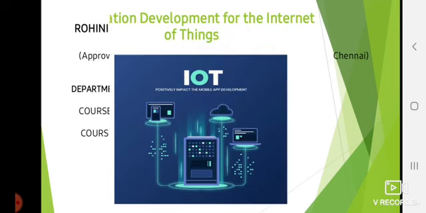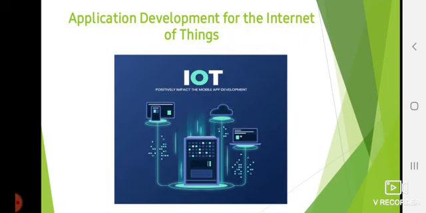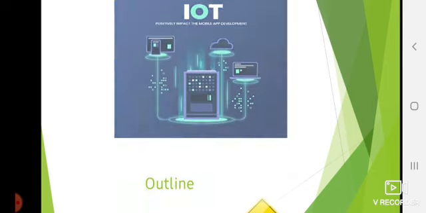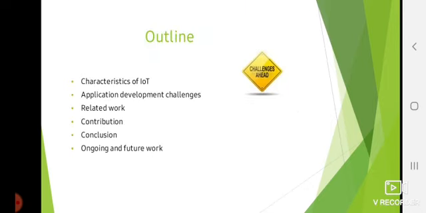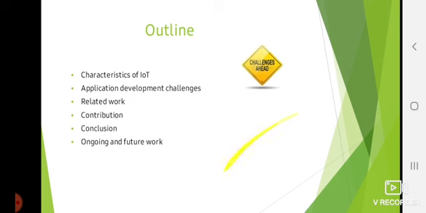In this video, we are going to see about the application development for the Internet of Things. The application development of Internet of Things consists of the characteristics of IoT, application development challenges, related work, contribution, conclusion and ongoing and future works of the Internet of Things, and it consists of the challenges in the Internet of Things application development.